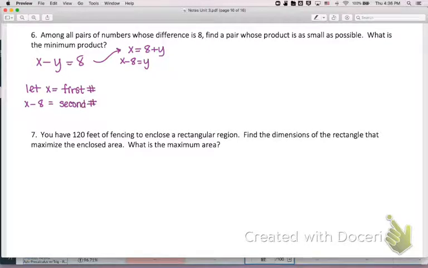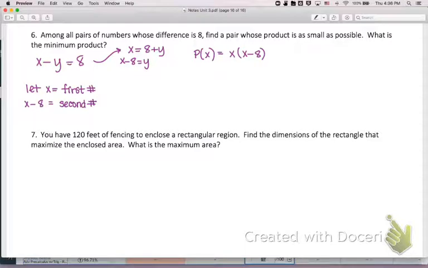Okay. The question we want is we want to find the minimum of the product. So we need to write a product function. Let's call it P of x for product. That's going to be x times the second number, x minus 8. We're not actually trying to solve this because we don't know what it's equal to.